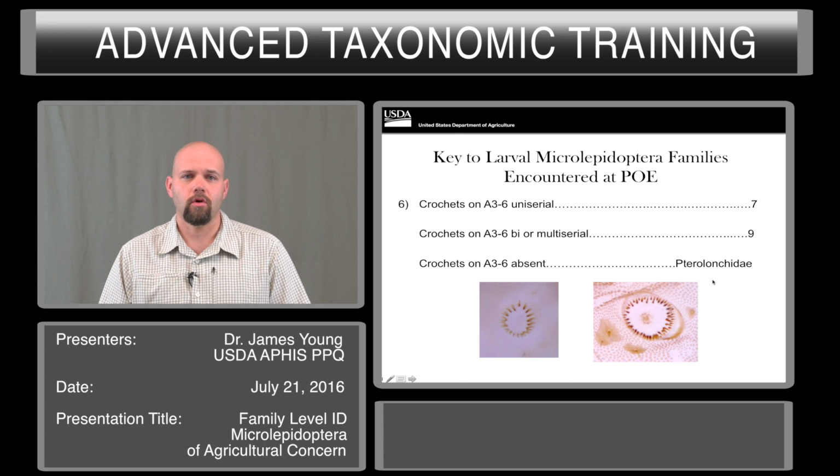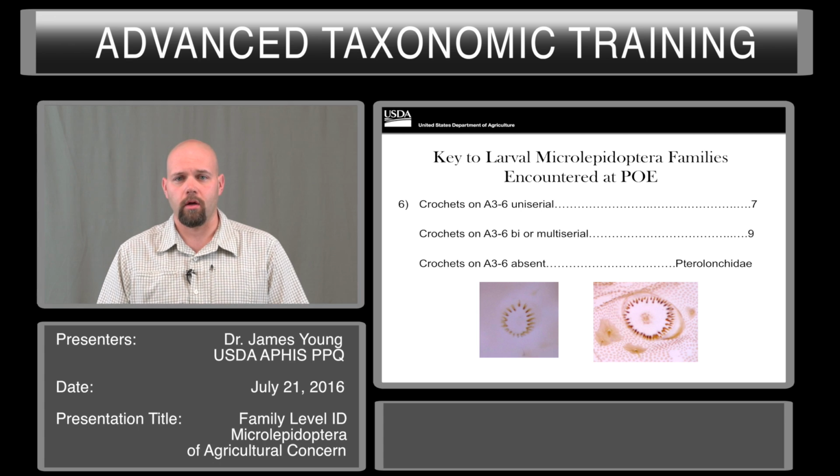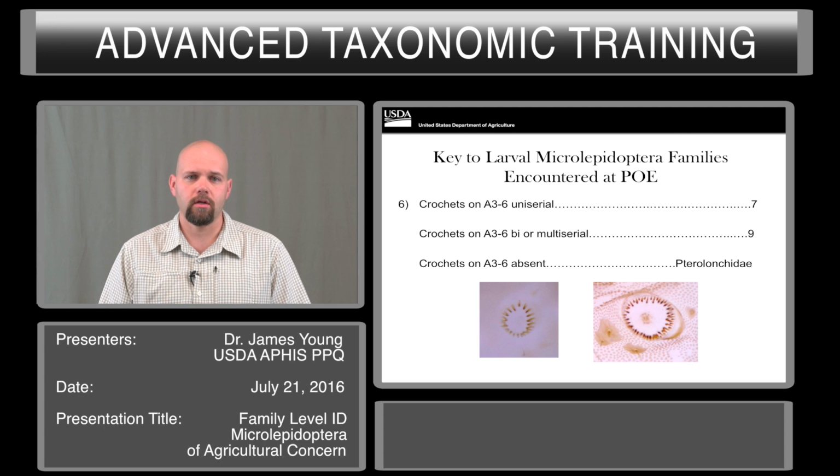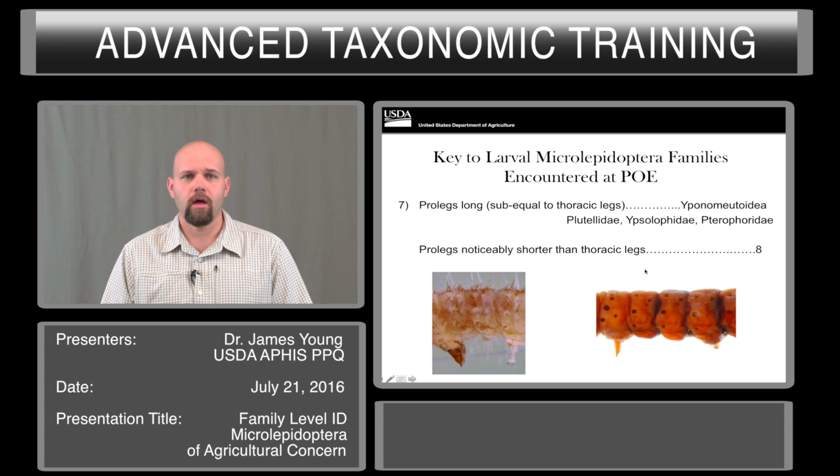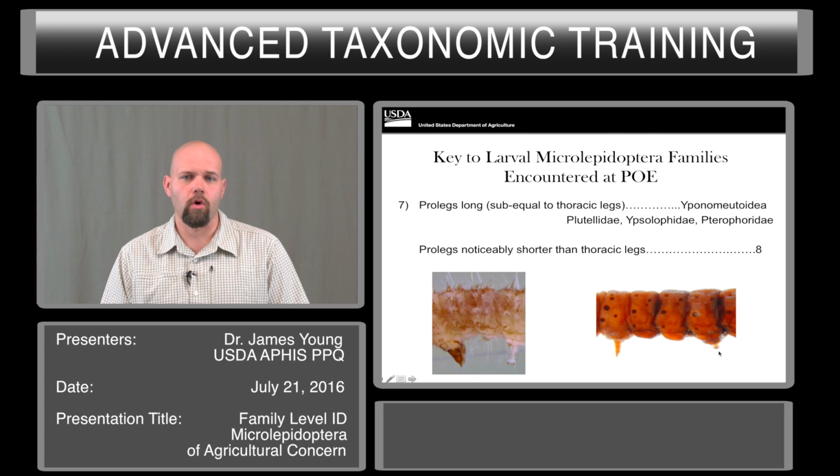Crochets, their orientation. And note here we have an unusual couplet where there are actually no crochets on the proleg. There are these little pad-like prolegs with no crochets on them. This is rarely encountered. If the prolegs are long, sub-equal to the length of the thoracic legs, it would be the top couplet here, or if they're noticeably shorter. And this is the more common character.